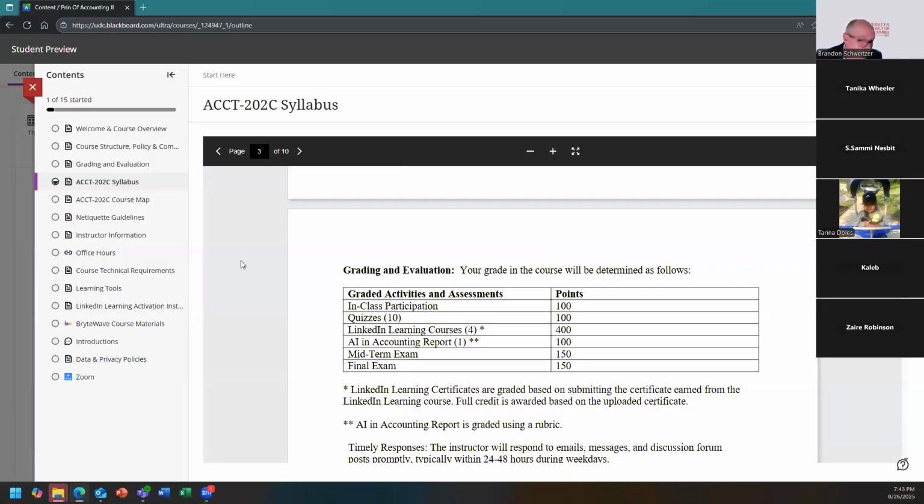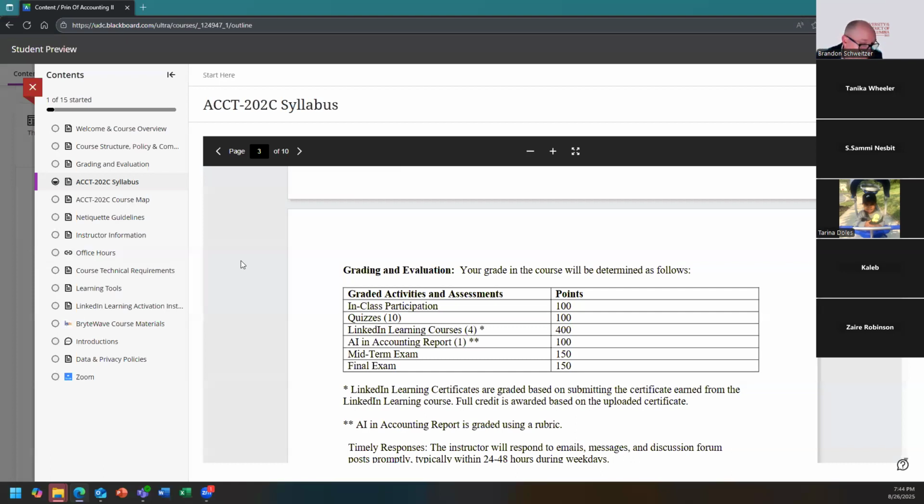There are 4 LinkedIn Learning certificates. Each LinkedIn Learning certificate is worth 100 points. There are 4 of them. That means we have a total of 400 points, or 40% of your overall grade is based off those LinkedIn Learning certificates. So very important that we complete all of them.